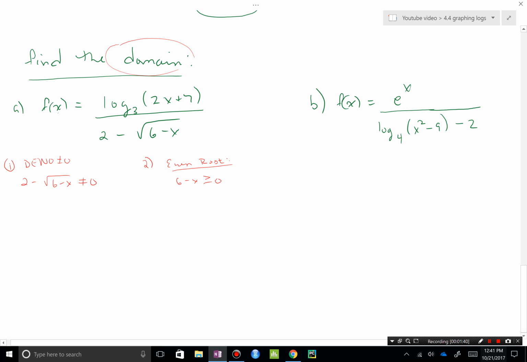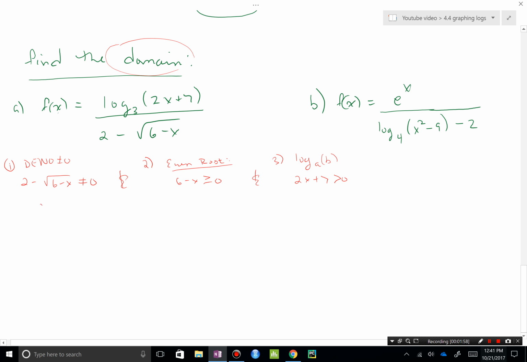And then finally, part 3 is do you have a logarithm? And yes, sometimes it could be no for this, but in this case it is not. So 2x plus 7 must be strictly greater than 0. Now, if you can solve all 3 of these and then marry them together, you're ready to rock and roll.